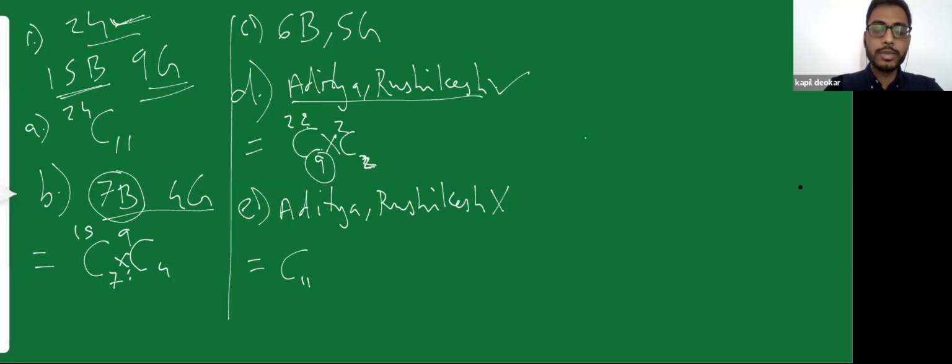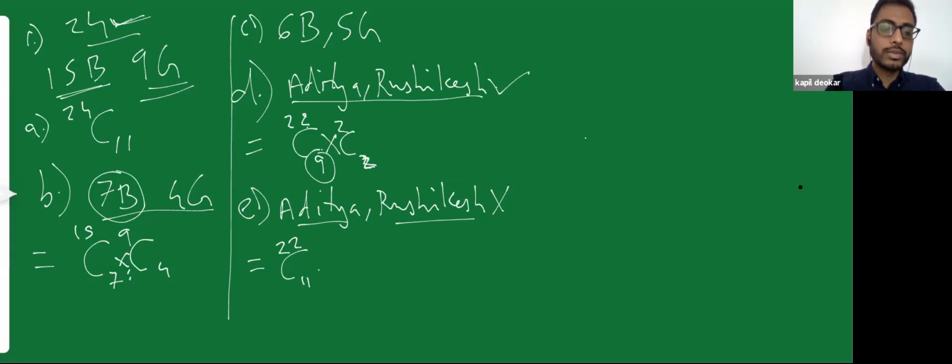Again, I need to select how many players? I need to select 11 players from how many options? From 22 options, because these 2 options are cancelled out. I am not going to select Aditya and Rushikesh. So the answer is equal to 22C11.